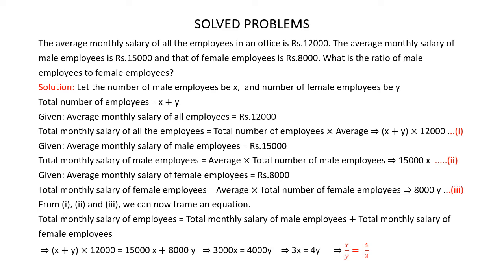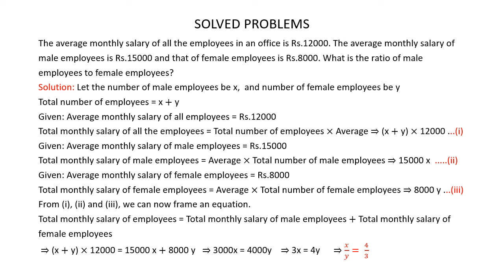Now we do not know the number of male employees or female employees. So let the number of male employees be X and number of female employees be Y. So now we have to find the ratio of male employees to female employees. That is, we have to find what is X is to Y.